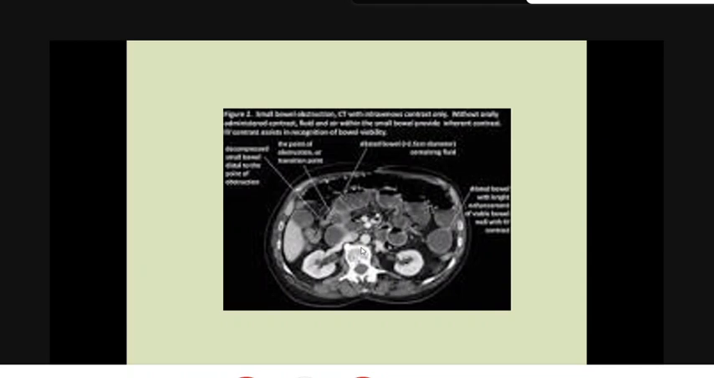So what are the CT signs of small bowel obstruction? It is seen as a dilated small bowel loop in the region of the obstruction greater than 2.5 cm diameter.